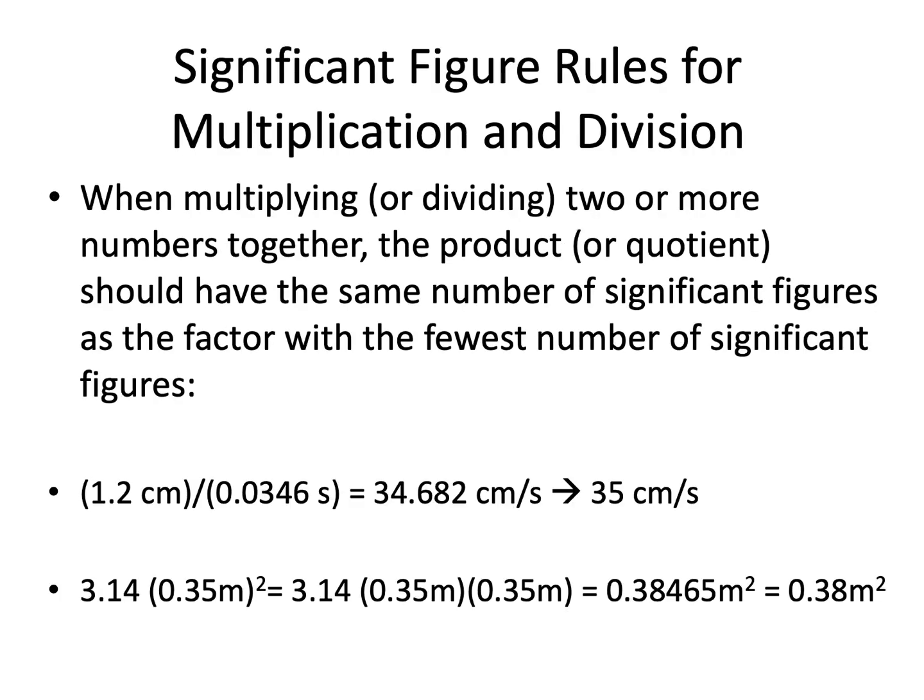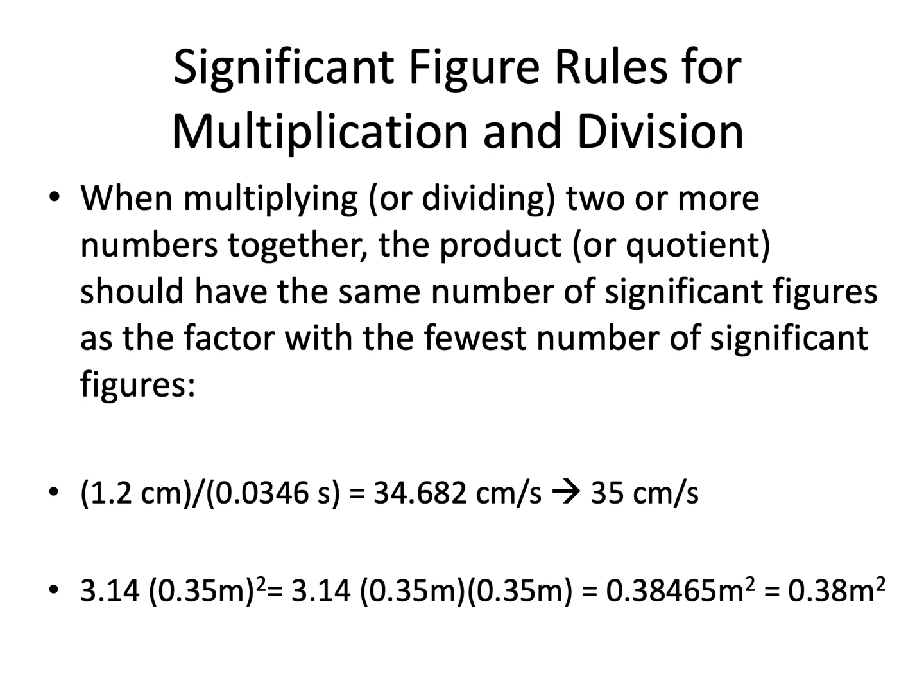Now we can look at the rules for multiplication and division. When multiplying or dividing 2 or more numbers together, the product or quotient should have the same number of significant figures as the factor with the fewest number of significant figures.